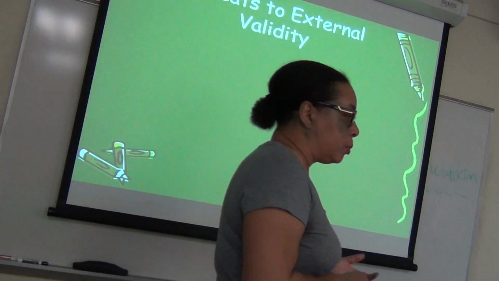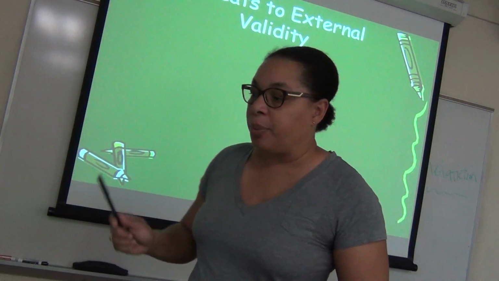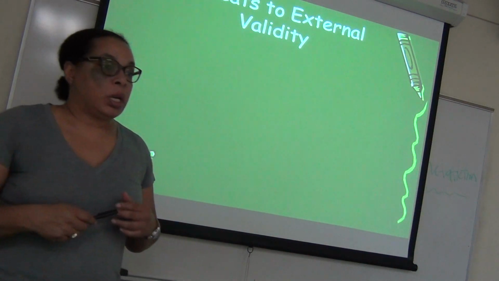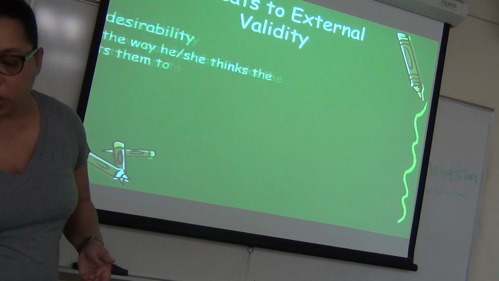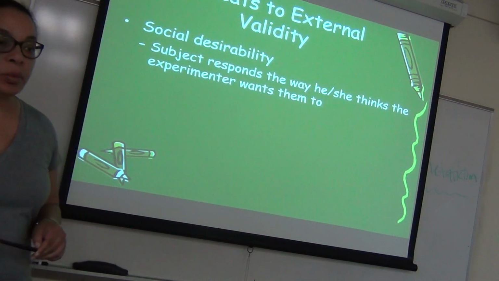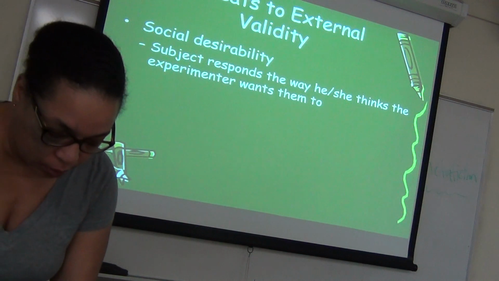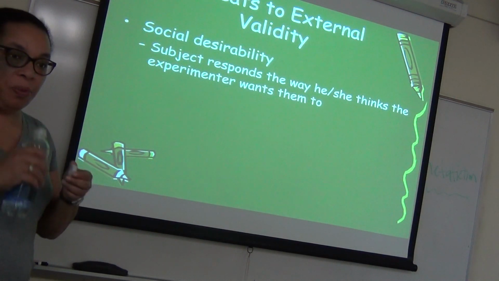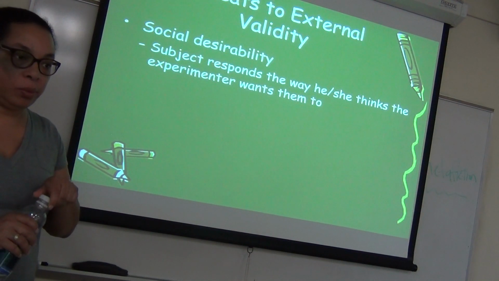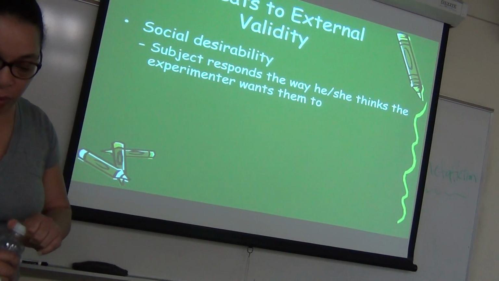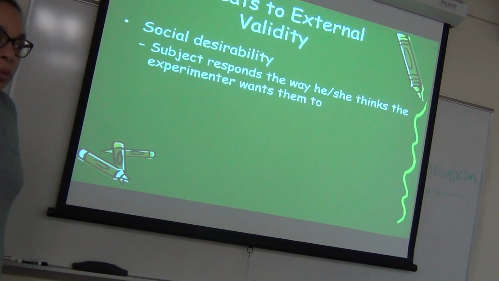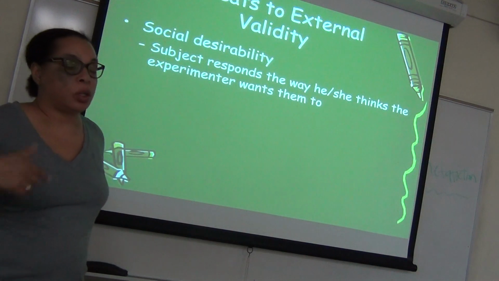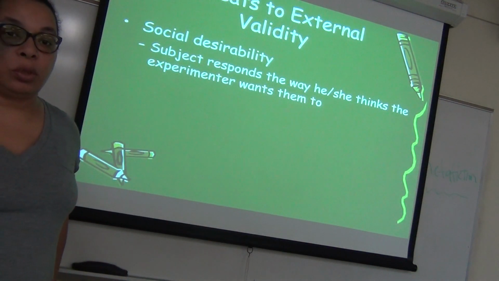So like with internal validity and reliability, there are going to be things that are threats to external validity. So there are going to be things that impact whether or not you can generalize to other populations. One of them is going to be social desirability. With social desirability, the person that you're asking the question to is going to respond in a way that they think you want them to respond.